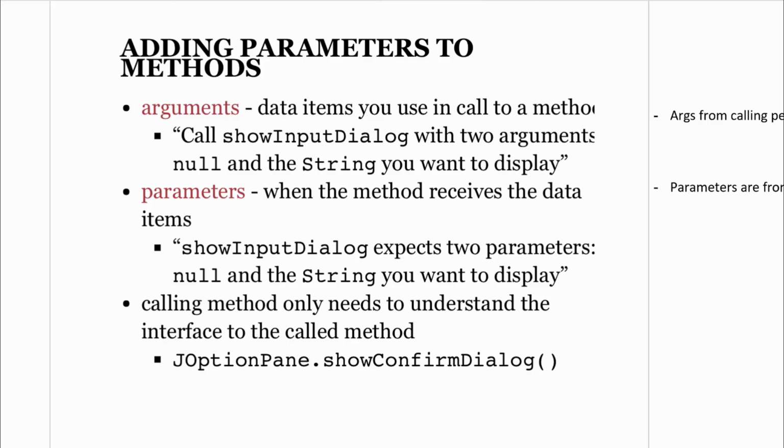Now, we talked about earlier that methods have parentheses at the end of them, and that sometimes there's information that exists within those parentheses, and that's where arguments and parameters come into play. So arguments are just data items that you use to call a method. So for example here, you have the show input dialog method, and the show input dialog method has two arguments that it's accepting, and that's null and the string. So anytime you write show input dialog, you open your parentheses, you have to have the word null and then a comma and then whatever string you want to be displayed.